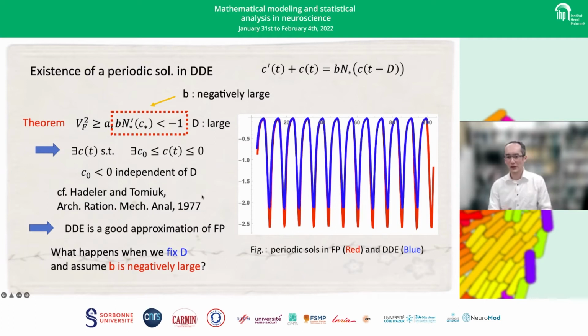Okay, let's see this figure. This is the comparison between the numerical result of the Hopf bifurcation and the DDE. The red line is the Fokker-Planck equation, and the blue one is the DDE. Unfortunately, the minimum value here is a little bit different, but other things are consistent, right? The period is okay, and the profile in the low region is okay. So I want to say that DDE is a good approximation of the Fokker-Planck equation. I think this is good for us, but here are the technical difficulties. In this theorem, we assume that D should be large. Okay, the next question is, what happens when we fix D and B is negatively large?